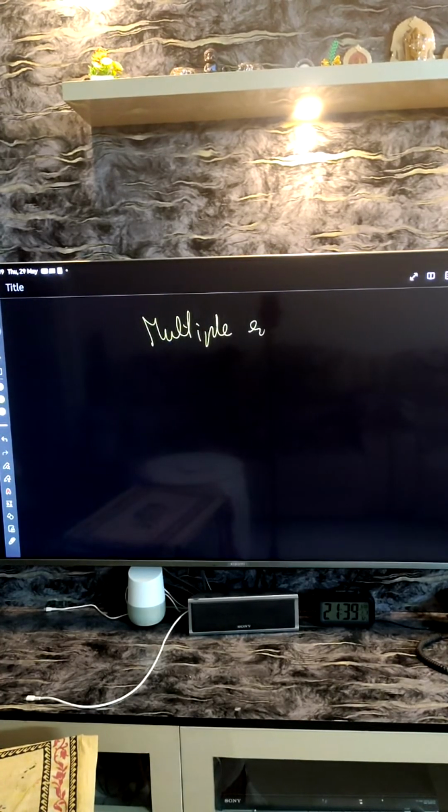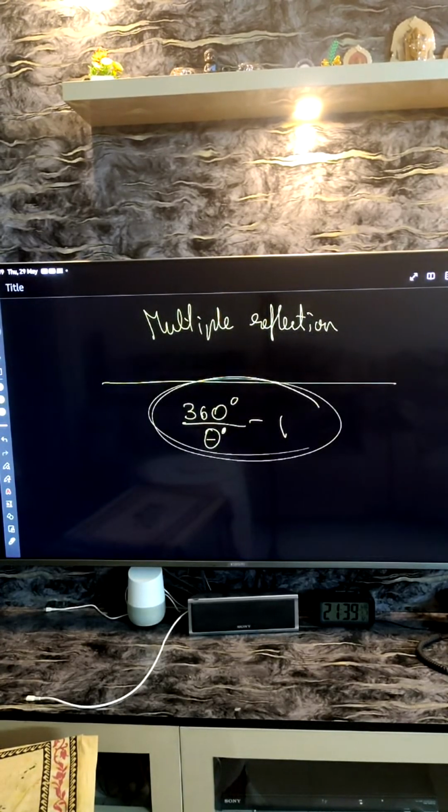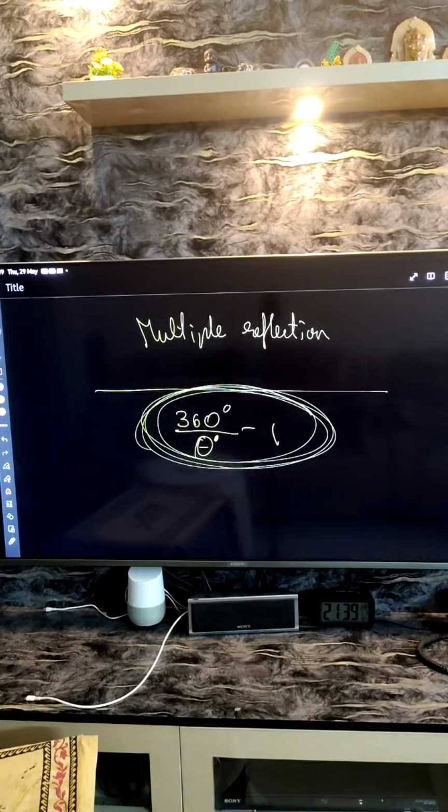This means that an image of an image is formed. So if you want to determine the number of images that are formed, you need to use the formula 360 by theta minus 1. What do you mean by this formula? Here 360 is the degree. Then theta means any angle, the value of the angle is 40 degrees, 60 degrees, 90 degrees, or 120 degrees like that. Mostly we use 0 degrees, 30 degrees, 45 degrees, 60 degrees, and 90 degrees for theta, as you learned in trigonometry.